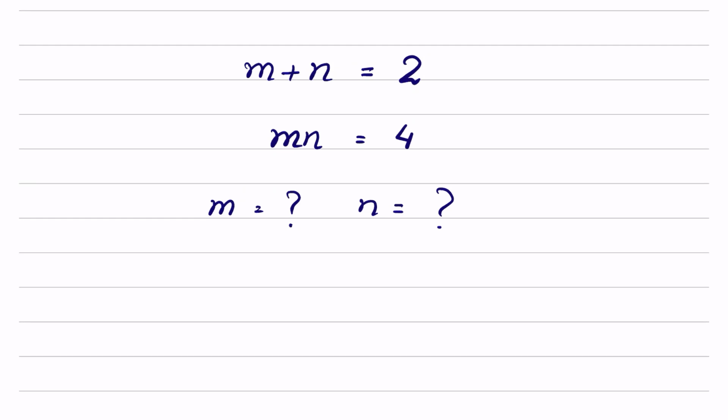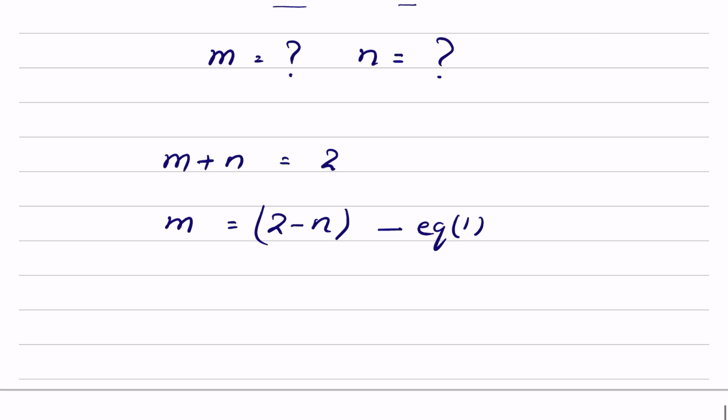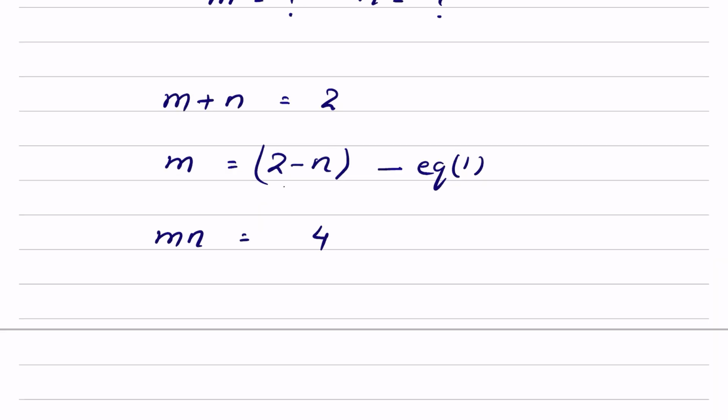If m plus n is equal to 2 and m times n is equal to 4, find the value of m and n. So if m plus n is equal to 2, we can get the value of m as 2 minus n. Let this be equation 1. Now we have m times n is equal to 4.